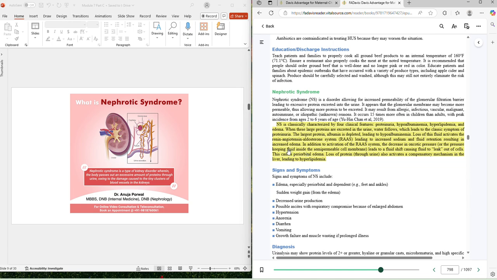Characterized by 4 features, okay? Maybe I should highlight those in a different color. Know these 4. Very important for you to know. Proteinuria, hypoalbuminemia, hyperlipidemia, and edema. So nephrotic syndrome is characterized by these 4 clinical features.